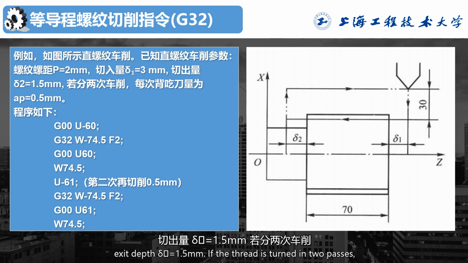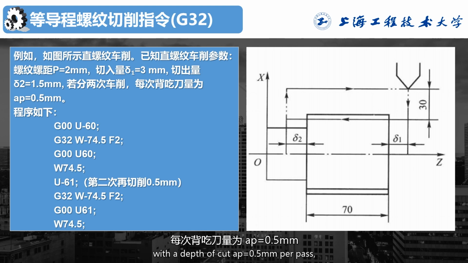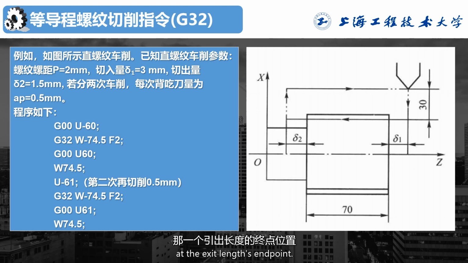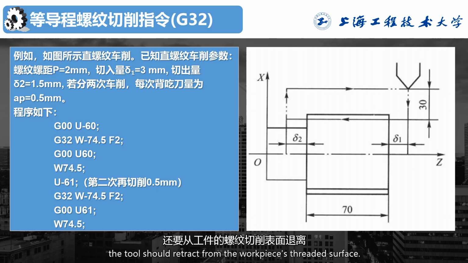If the thread is turned in two passes with a depth of cut of 0.5 mm per pass. The line with G32 is exactly the one that cuts the thread, meaning that cutting starts from the entry length starting point and continues until the thread length ends at the exit length endpoint. Before this, a G00 line must be added to move the tool to the starting position. When this segment of thread cutting is complete, the tool should retract from the workpiece's threaded surface.